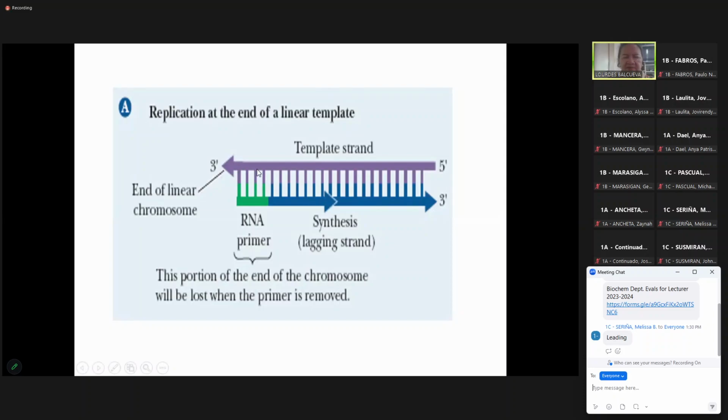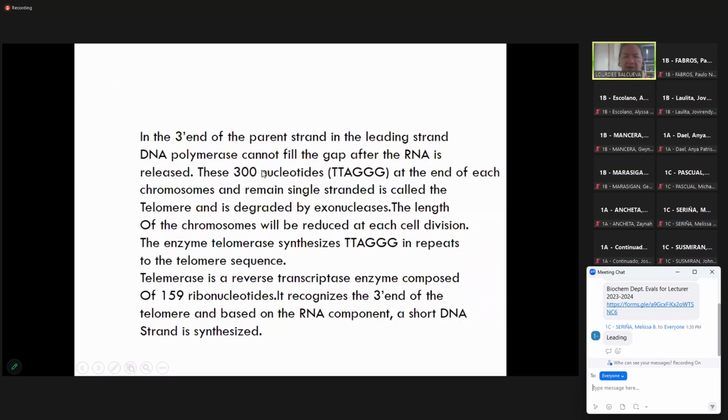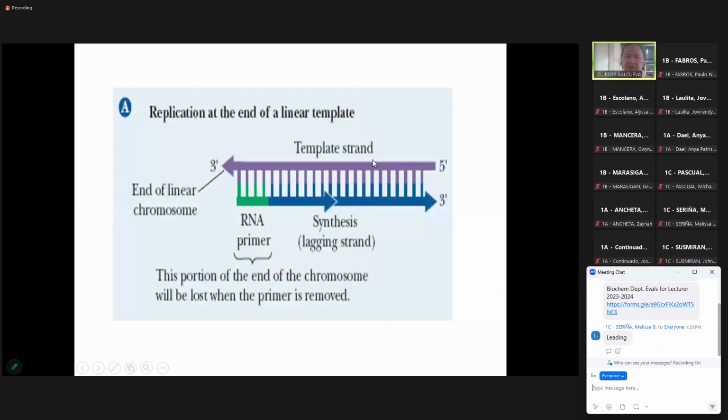telomeres. Telomeres. So that would be TTAGGG. TTAGGG. So if that continuously occurs without any repair, then for every cell division, your DNA molecule will become shorter every time cell division occurs, no?